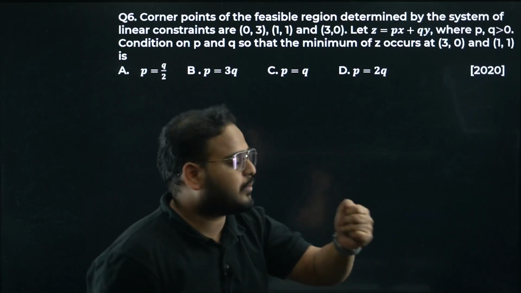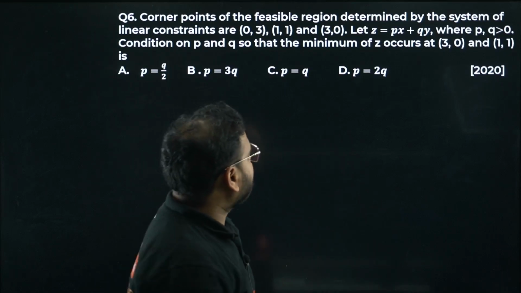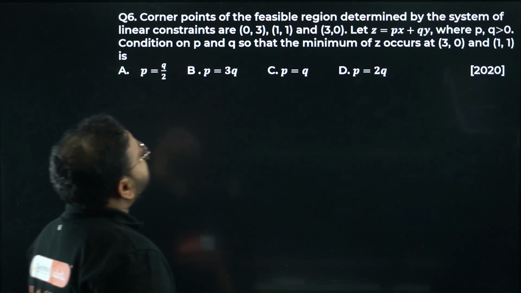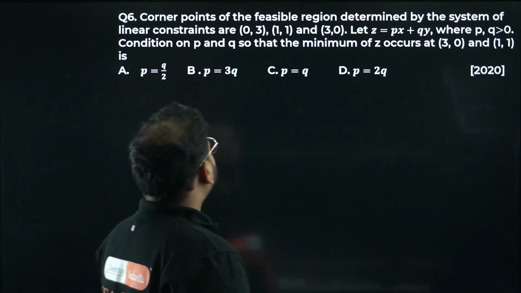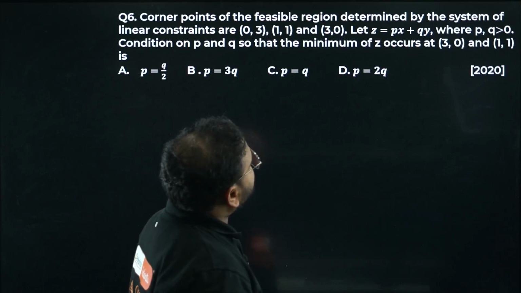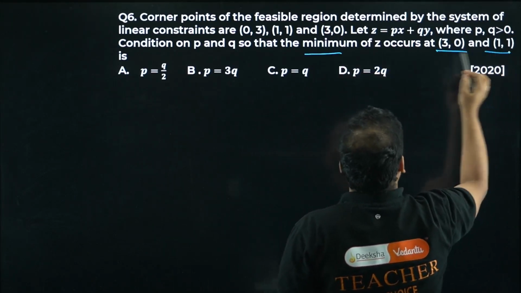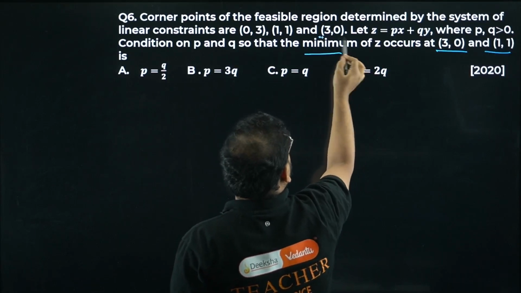They have given the constraint to us. They have also given the objective function Z = px + qy, where p and q are both positive. We need the condition on p and q so that the minimum of Z occurs. We have minima at these two coordinate points, (3, 0) and (1, 1). Please check.